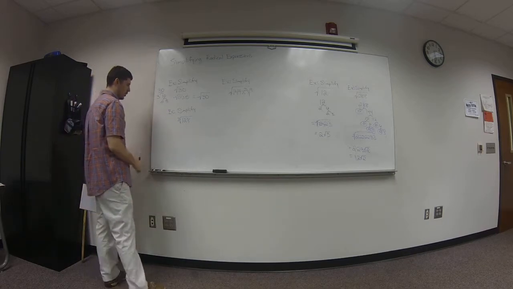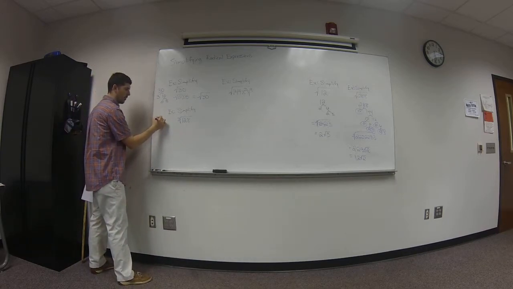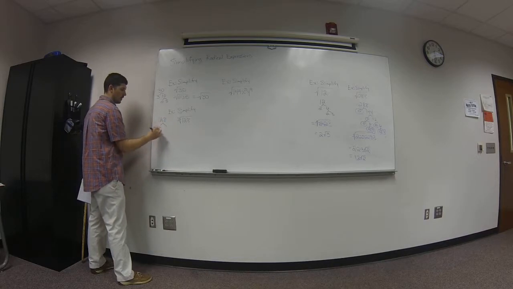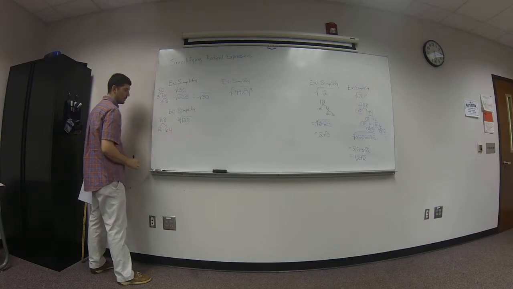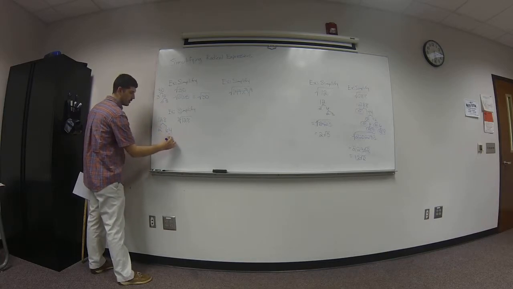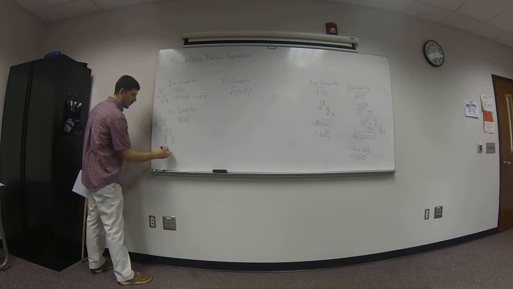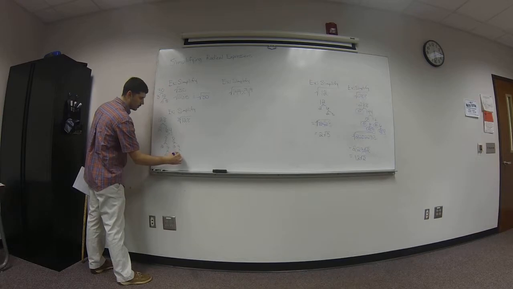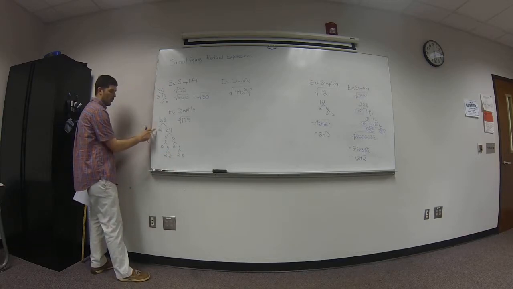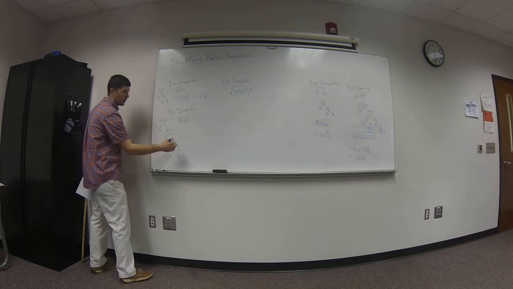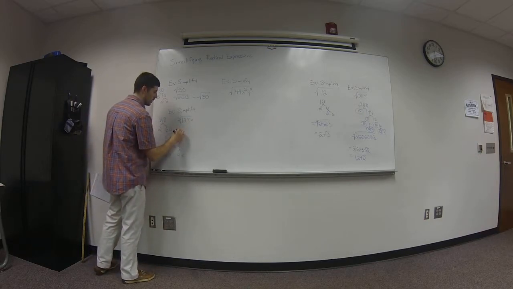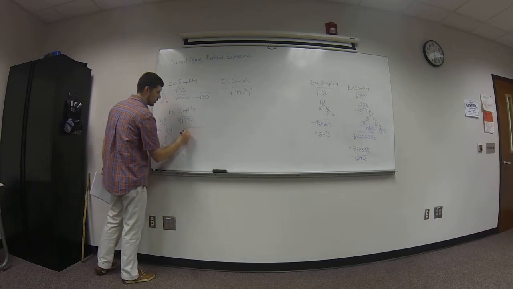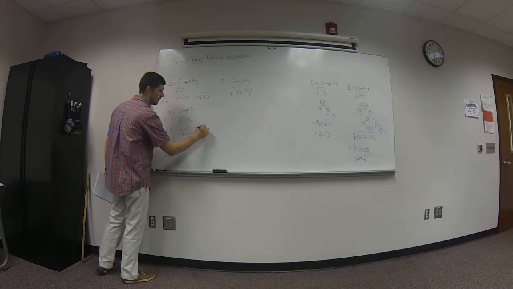All right, what about 128? Well, again, we want to find its prime factorization. So I'm going to come over here. That's 2 times 64. 64 is 8 times 8. This is 2 times 4, which is 2 times 2. Same thing over here, 2 times 4, which is 2 times 2. So this is 1, 2, 3, 4, 5, 6, 7 2's. So this is equal to 7 2's.